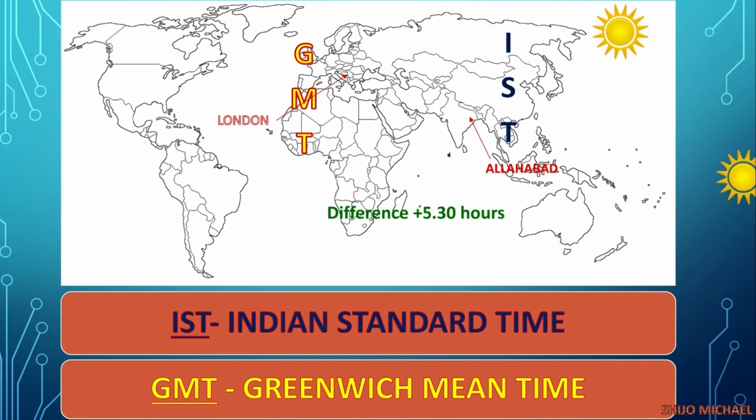Now let us learn two full forms, IST and GMT. The full form of IST is Indian Standard Time and the full form of GMT is Greenwich Mean Time, that is the prime meridian. IST passes through Allahabad and GMT passes through the city London.